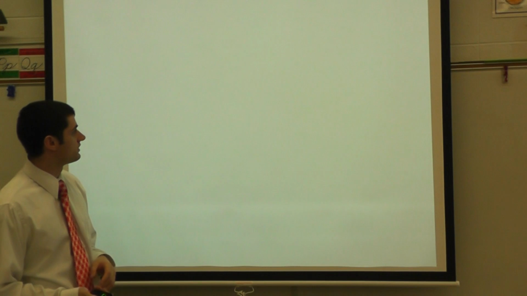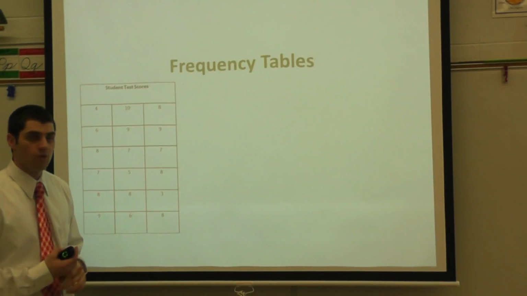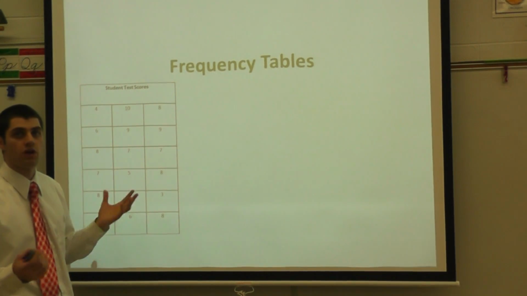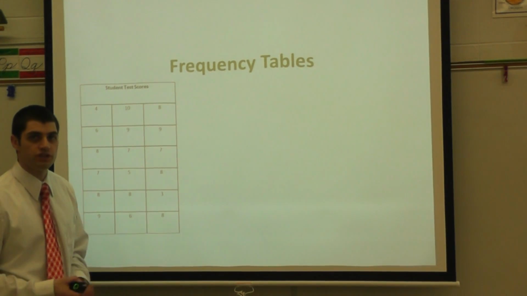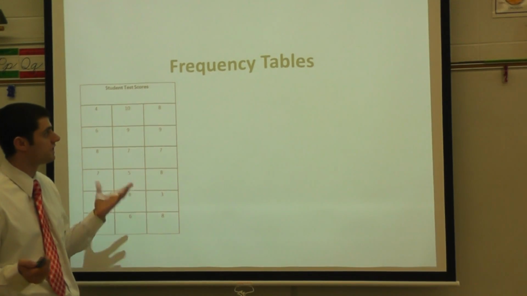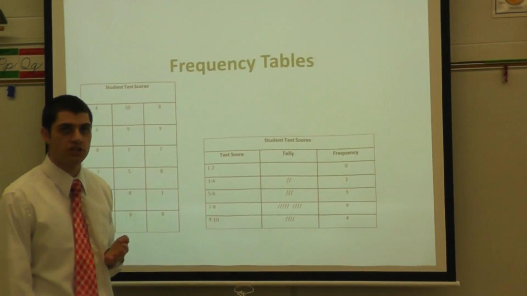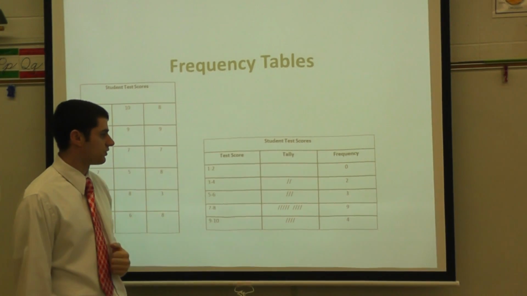Another way to look at a frequency table is student test scores. Now, when looking at these, the numbers are all over the board. This can be very confusing, so one way to help myself organize test scores is to use a frequency table. Again, labeling my title. What is this information telling me? It's telling me the student test scores.